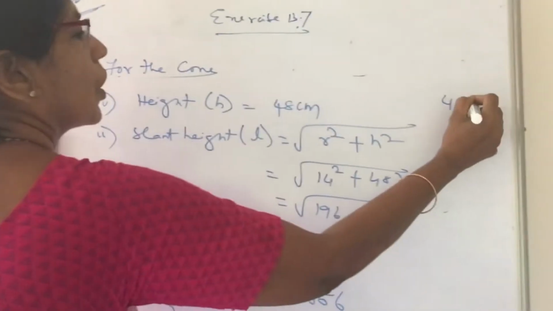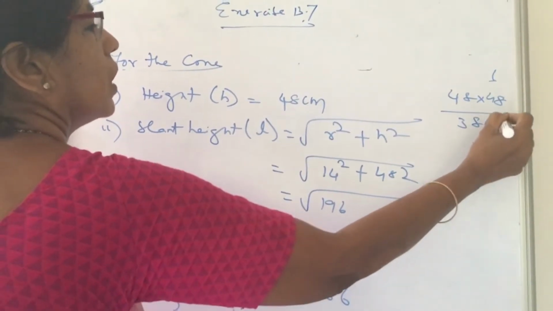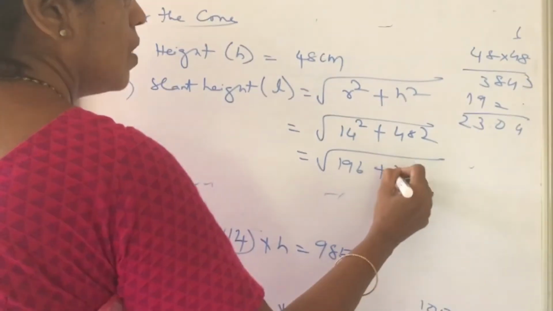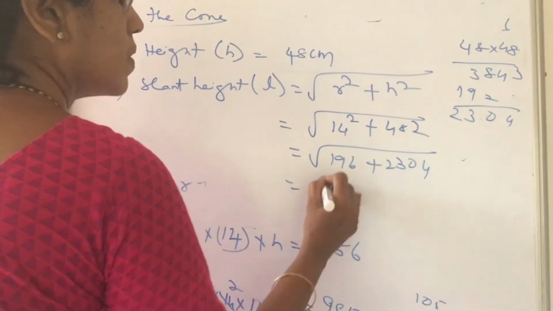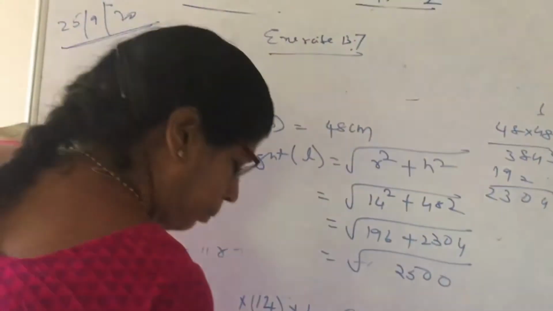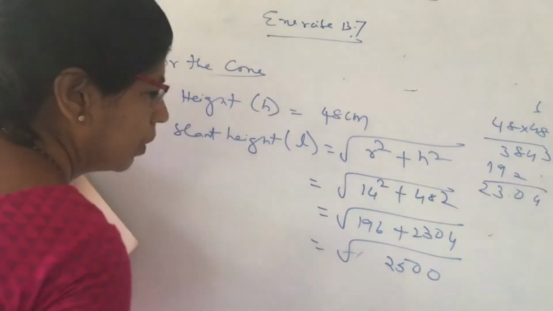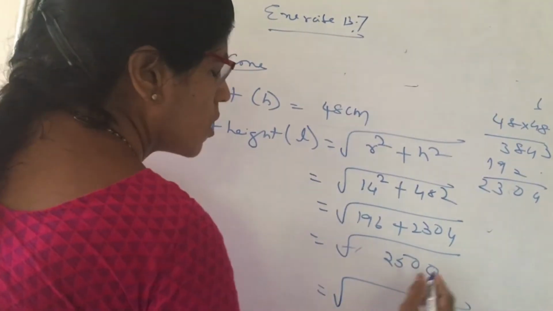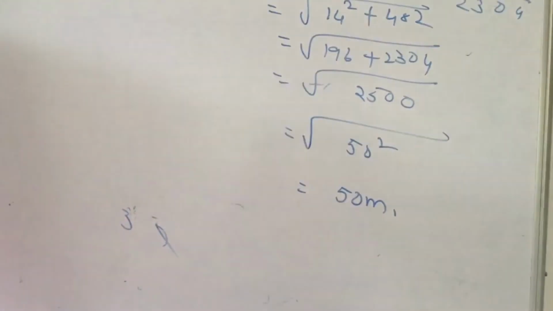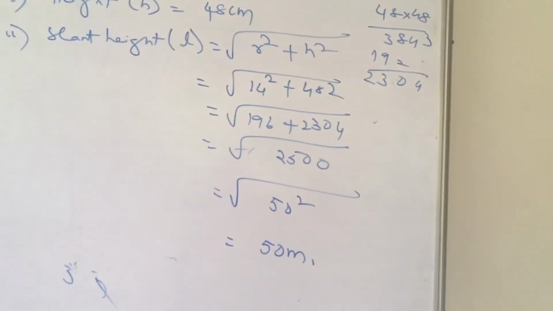48 square, children. 8 8s are 64, 38, 32, 192, 10, 2, 3, 0, 4. That is equal to 10, 10, 2, 5. Yes, I think you can guess what is the square root of 2500. Therefore, it is 50 centimeters. The slant height is root of r square plus h square. Centimeters.